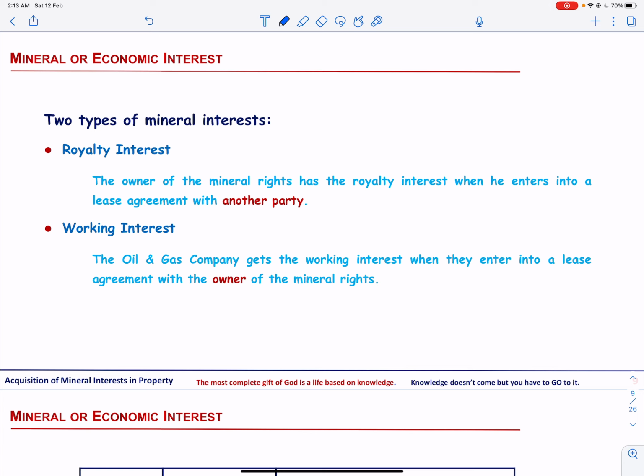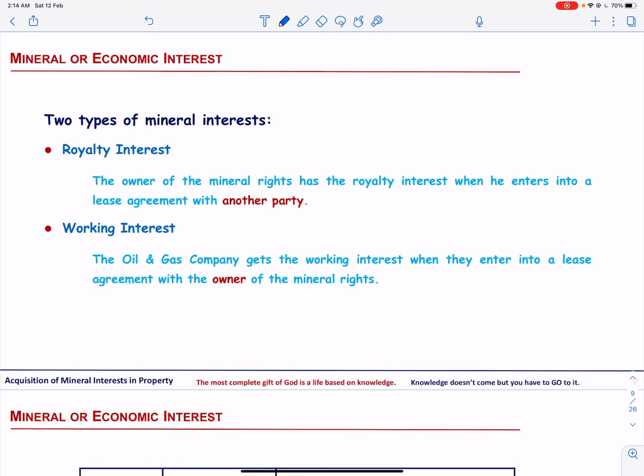Let us now talk about working interest, or operating interest as we call it. The oil and gas company gets the working interest when they enter into a lease agreement with the owner of the mineral rights. The working interest owner is responsible for paying all 100% of the cost of exploring, drilling, developing, and producing the property. However, their share of revenue is the amount that remains after deducting the share of the royalty interest and other non-working interests.